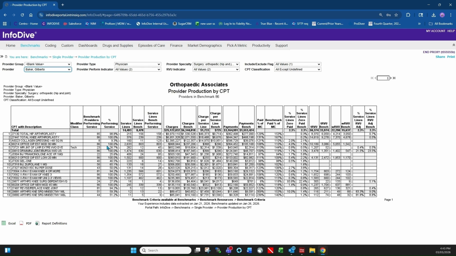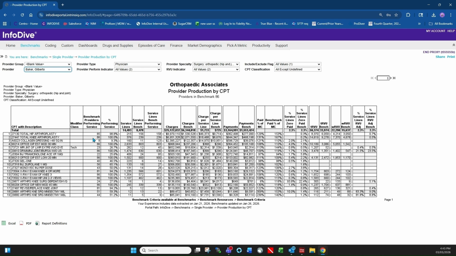Now, coming over here, we will see benchmark providers performing services. So it's telling you out of those 86 providers, how many of those providers have performed that specific service. You'll notice that quite a few of them, all 86 of them, have done it, which would be expected since it's orthopedic, hip, and joint.